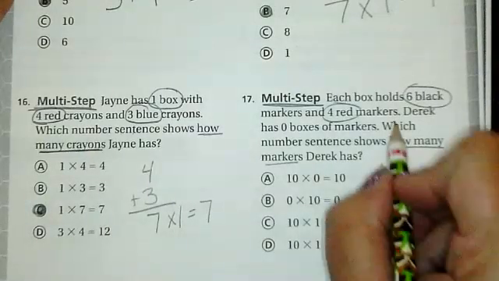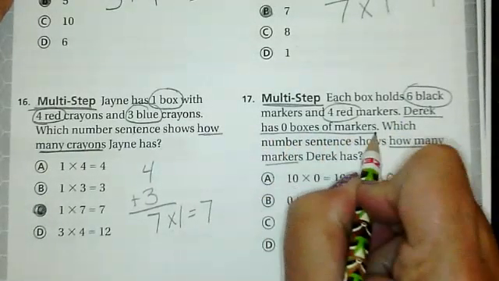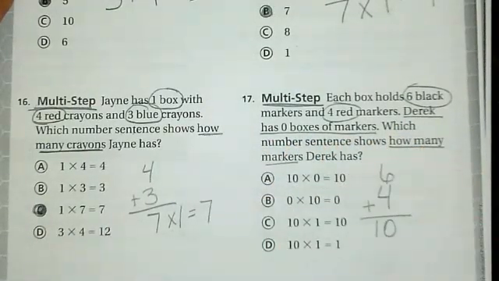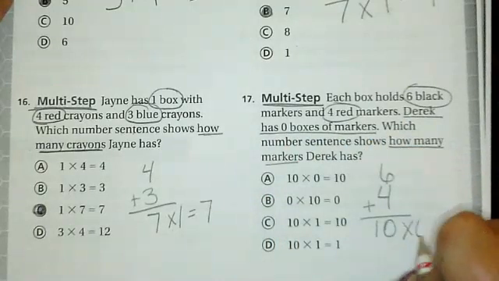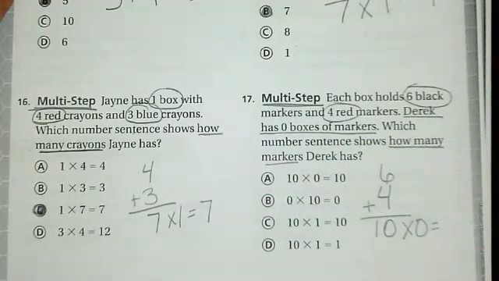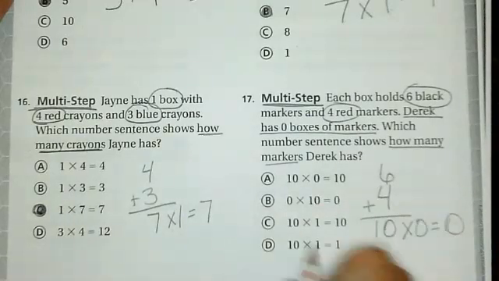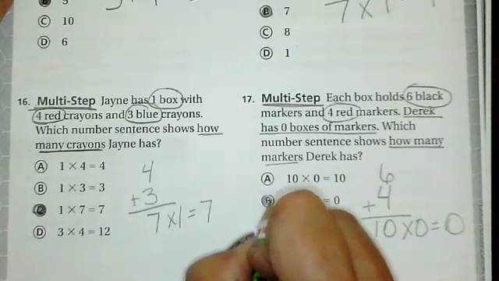And then it says Derek has 0 boxes of markers. So 10 times 0 equals, according to the zero property of multiplication, any factor times 0 equals 0. So which one of these number sentences has that? That would be this one right here.